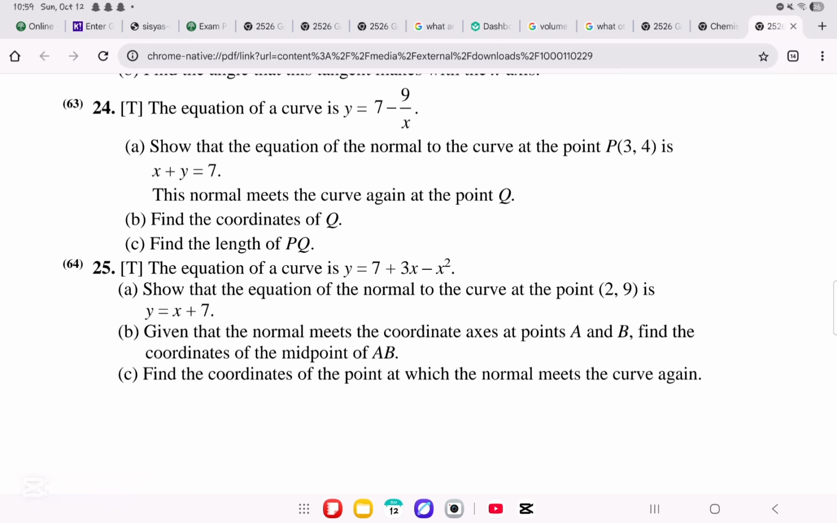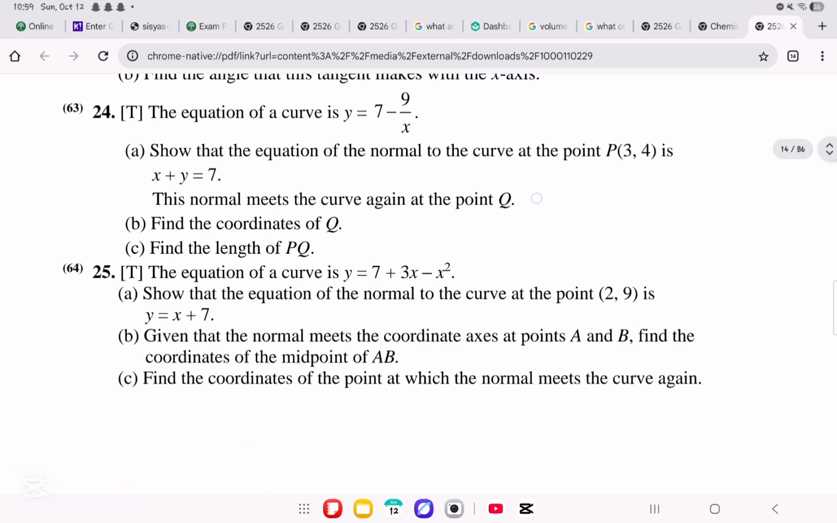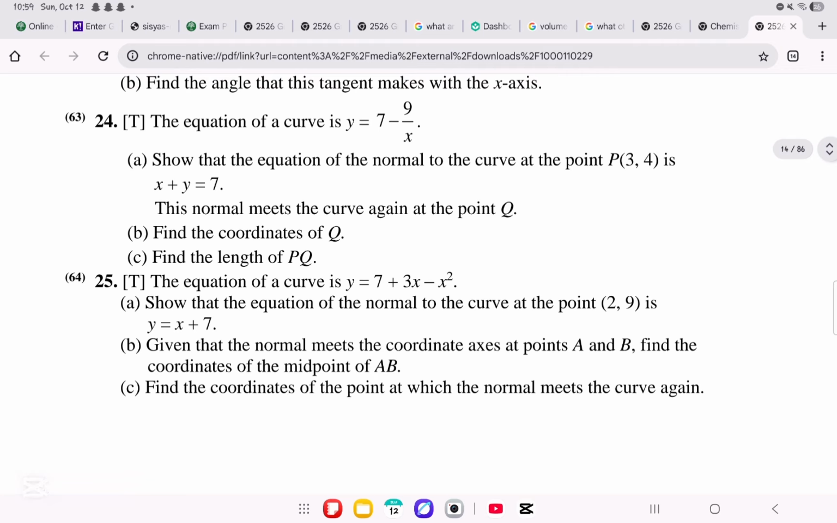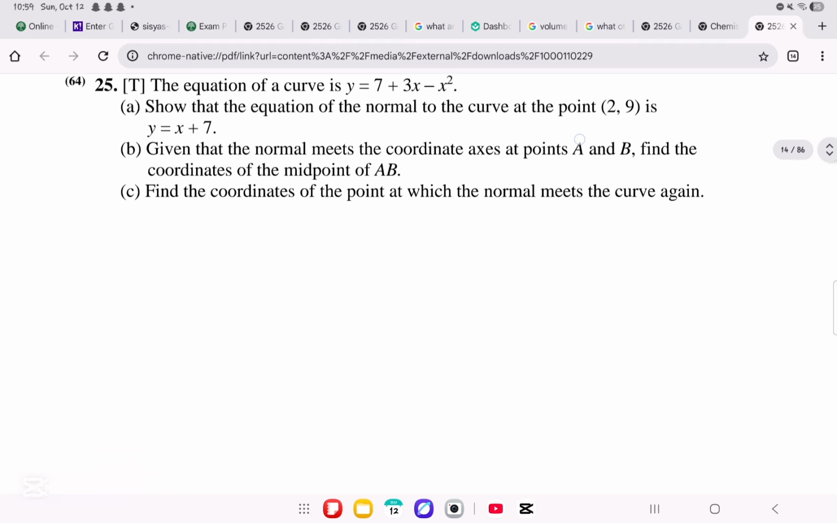Question 24 top. The equation of a curve is y equals 7 minus 9 over x. Show that the equation of the normal to the curve is this. The normal meets the curve again. Okay, we already solved something similar to 24. I'm going to leave it for you guys.